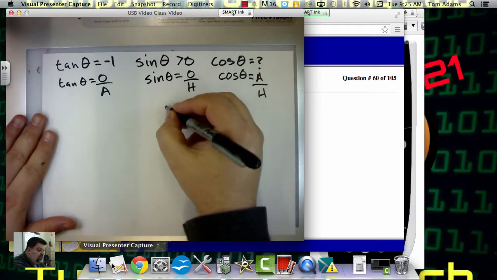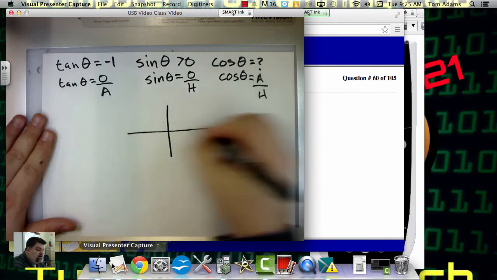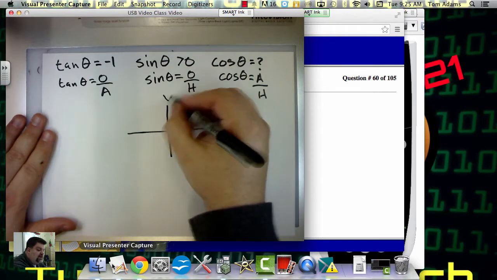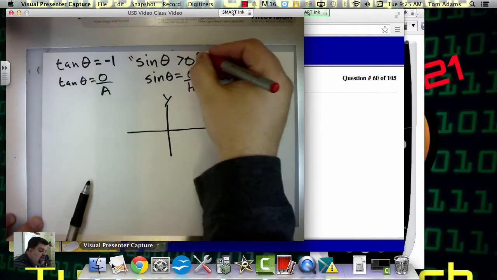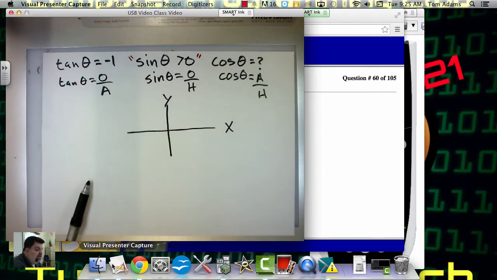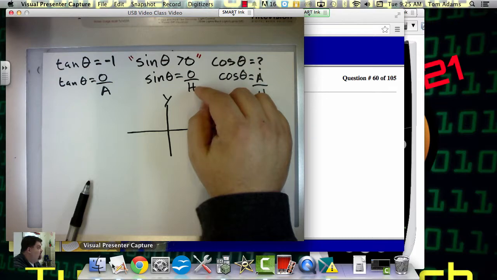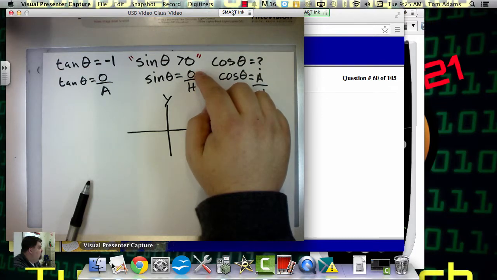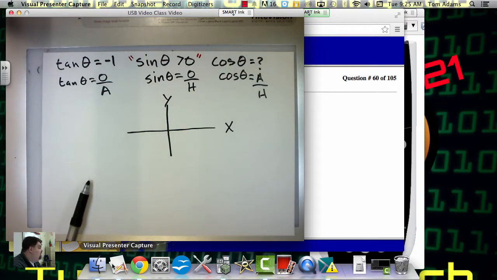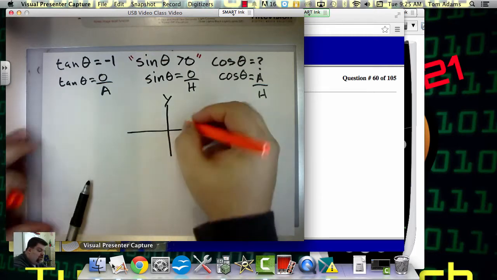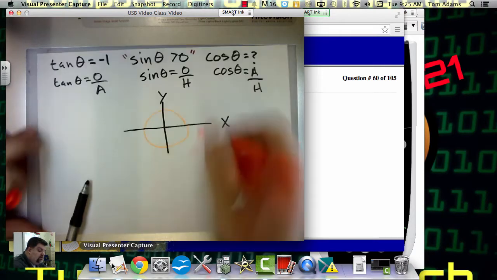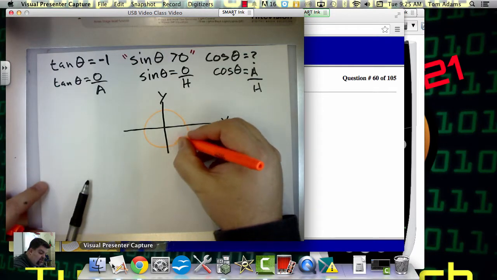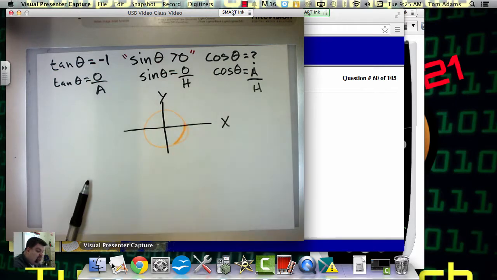Well, we are living in the xy plane, and they gave us a little clue as to where we are. They said that sine is positive. Now the hypotenuse is always positive, and the opposite is represented by the y value. So when we think of our standard circle that goes around the xy plane, well, that's not a very good circle. I kind of lost my symmetry there towards the end.